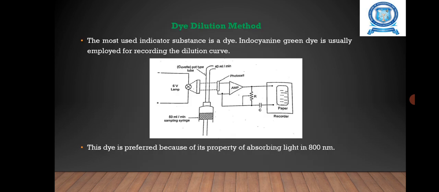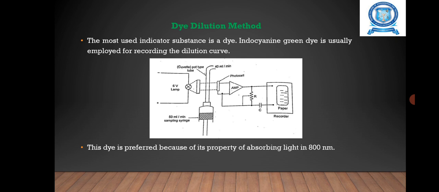Next, we are going to see the dye dilution method. In this method, a dye is used as the indicator substance. Indocyanine green dye is usually employed for recording the dilution curve. This dye is preferred because of its property of absorbing light at 800 nm. A densitometer is used for the quantitative measurement of dye concentration.